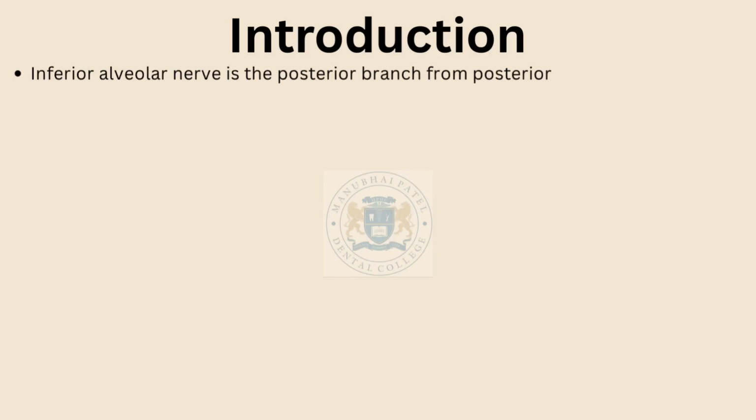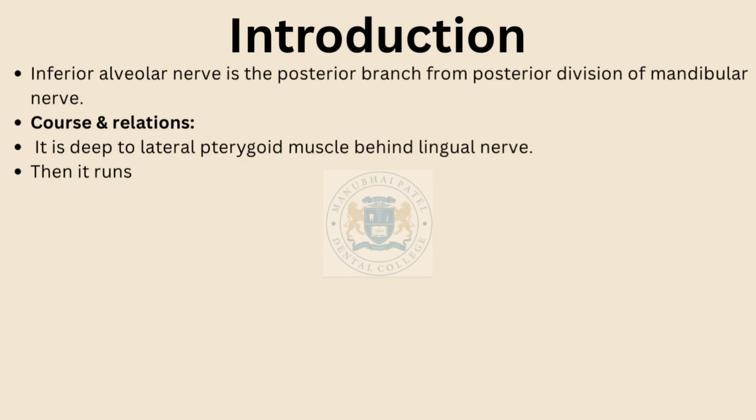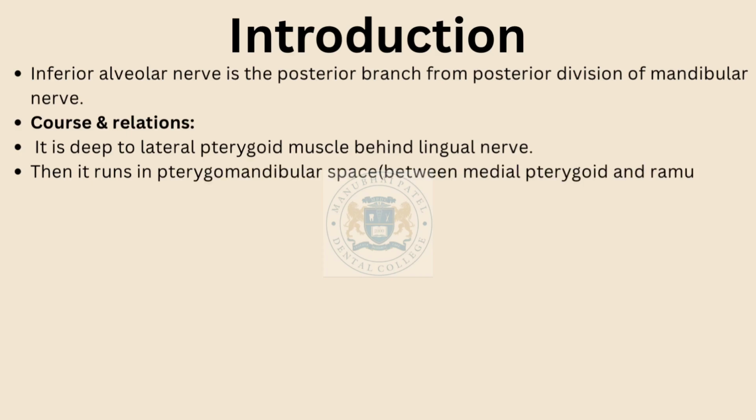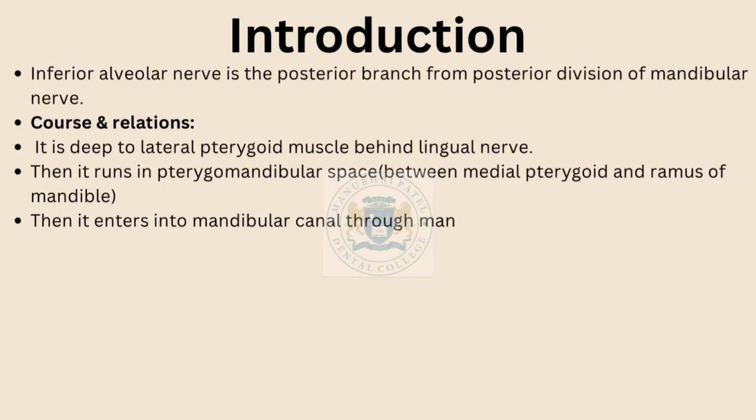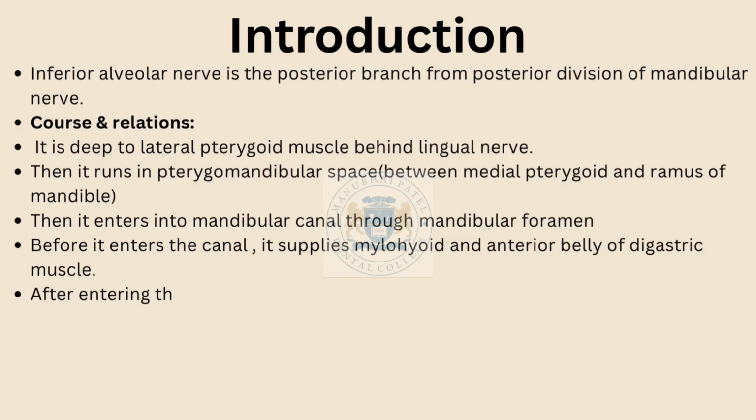Inferior alveolar nerve is the posterior branch from the posterior division of the mandibular nerve. Course or relations. It is deep to the lateral pterygoid muscle, behind the lingual nerve. Then it runs in the pterygomandibular space, between the medial pterygoid and the ramus of the mandible, then it enters into the mandibular canal through the mandibular foramen. Before it enters the canal, it supplies the mylohyoid and the anterior belly of the digastric muscle.